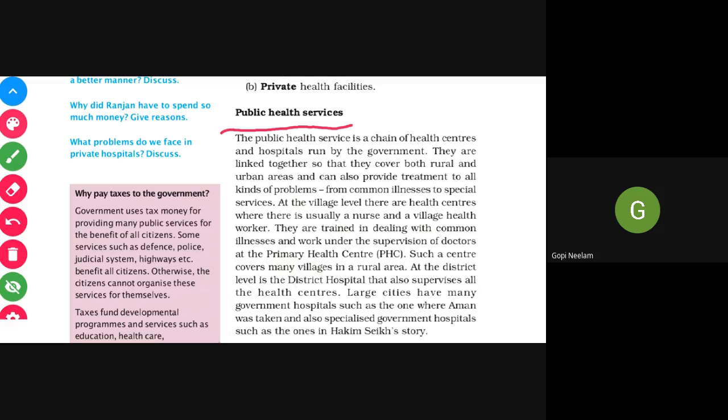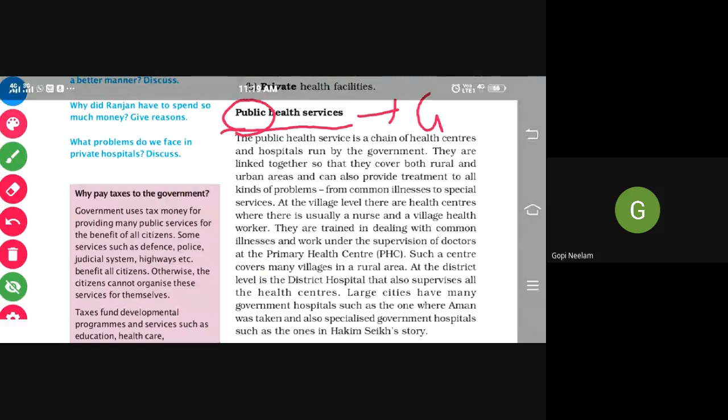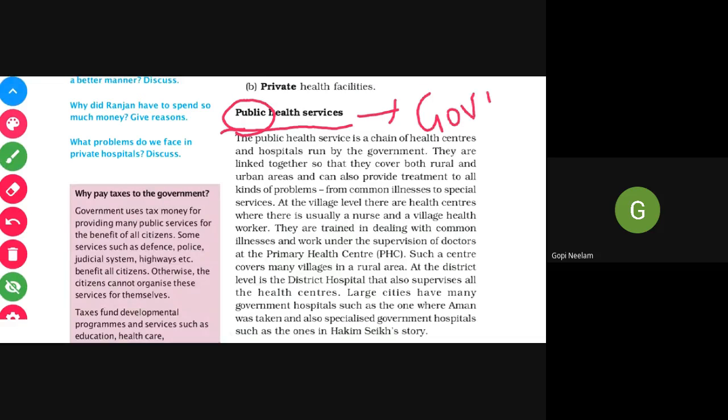The name itself is public; it is run by the government. It is very clear, and these are the chain of hospitals. What does it mean, chain of hospitals? It's nothing but, if you see in Bichkunda, we have a hospital. If you see in Banswada, we have a hospital. If you see in Nizamabad or Kamareddy also, we have a hospital, right? These are the chain of hospitals.